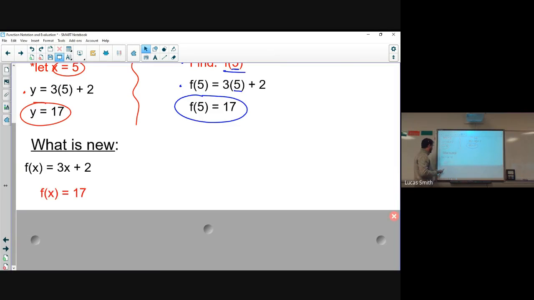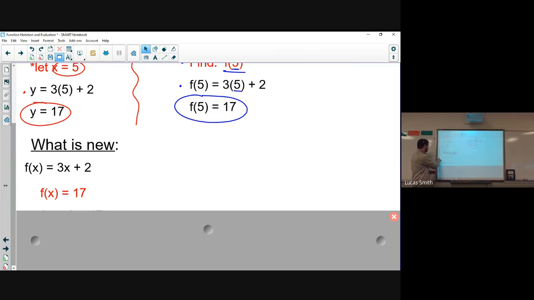Let's say you have a problem that looks like this. f of x equals 3x plus 2. You're given that function, that equation: f of x equals 3x plus 2. And I tell you, hey, f of x equals 17.